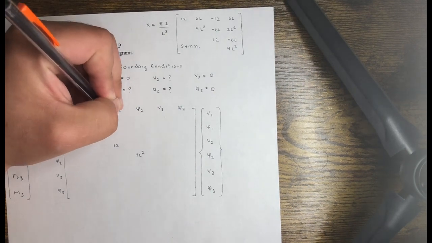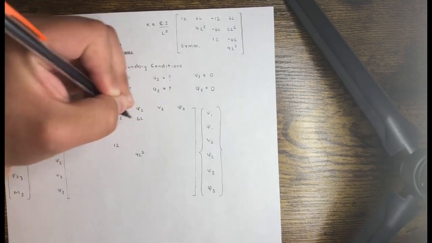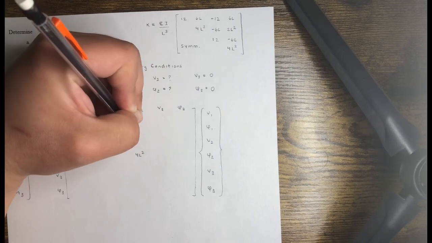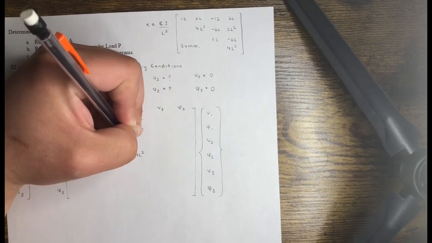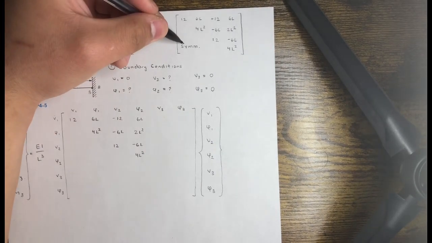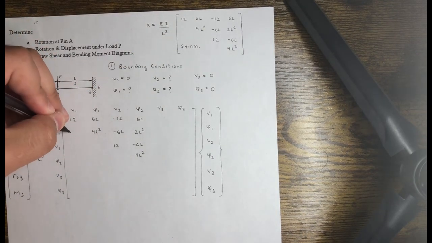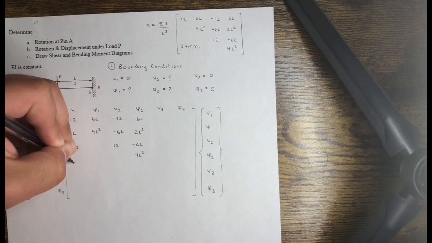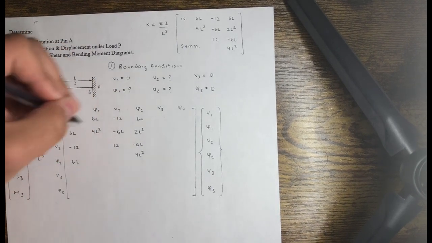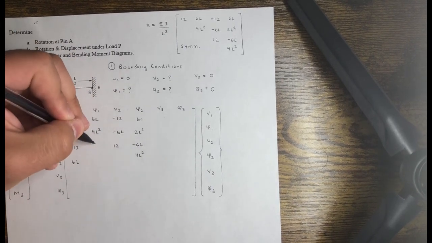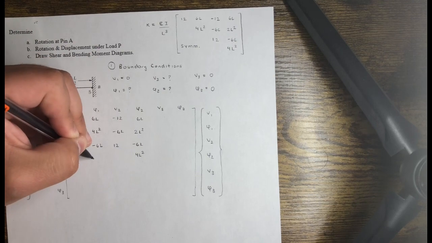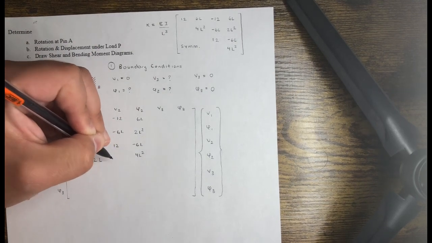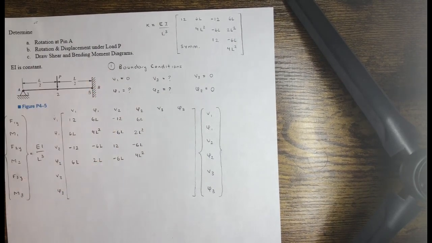Let's do negative 12, 6L, negative 6L, 2L squared, negative 6L, and it's symmetrical, so all the rows become columns. 6L, negative 12, 6L. This row became this column. Same thing here, negative 6L, 2L squared, and negative 6L.